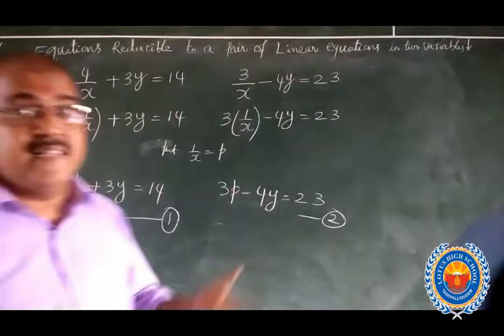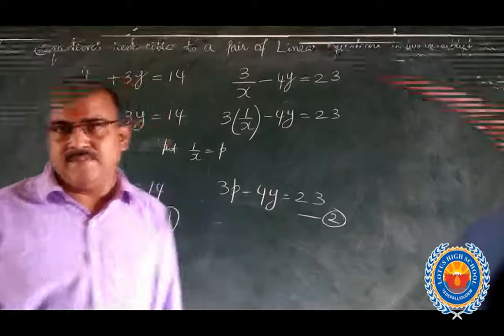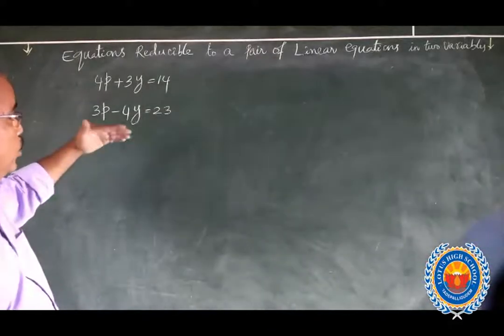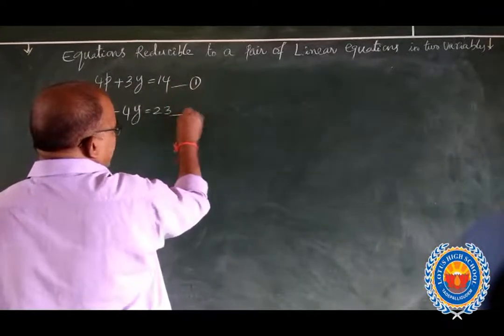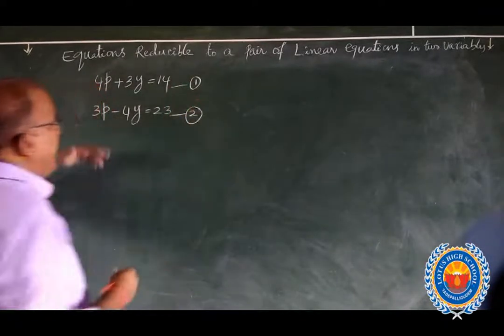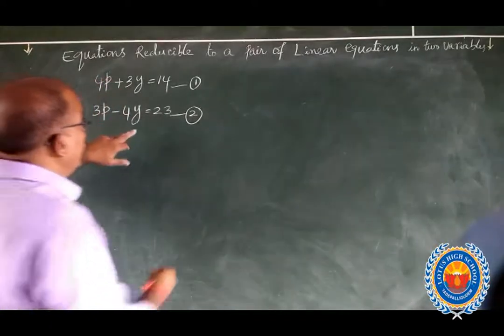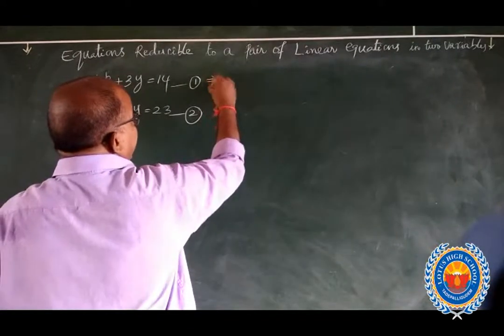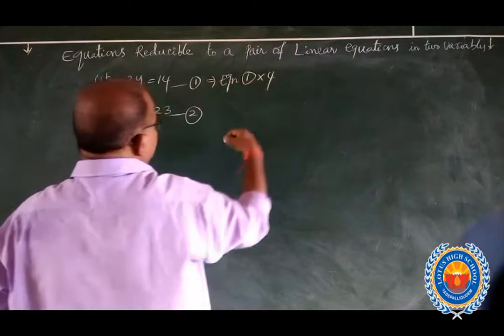I think this method is comfortable. Okay, now I am going to solve this equation. This is equation 1 and equation 2. Here I am going to eliminate y. That's why I am going to multiply equation 1 into 4.